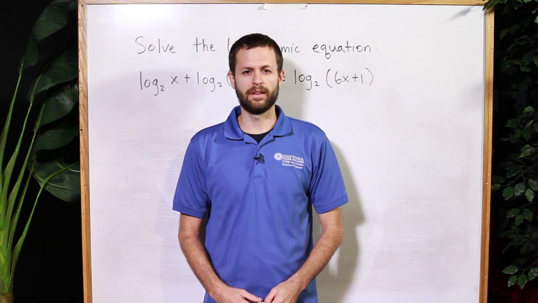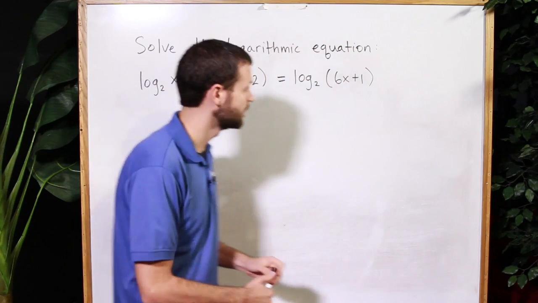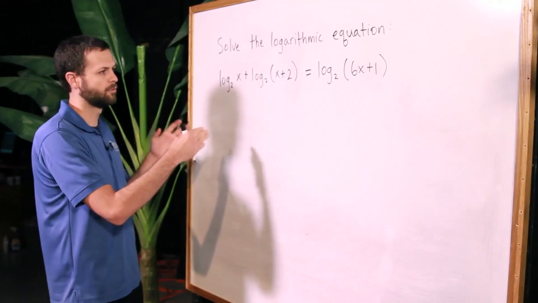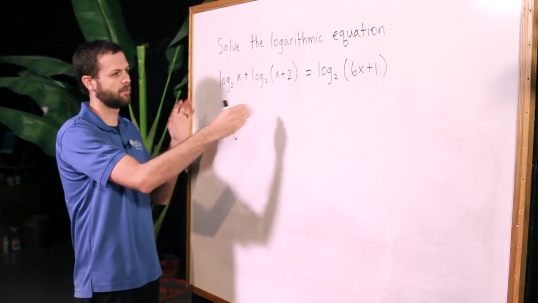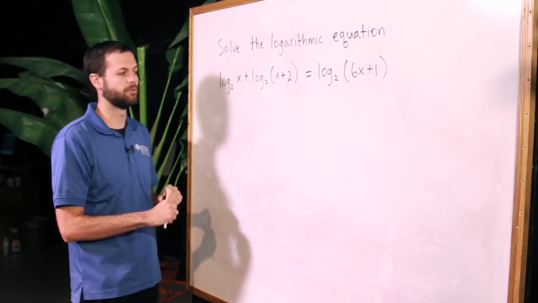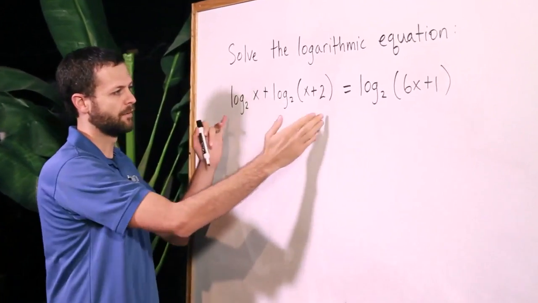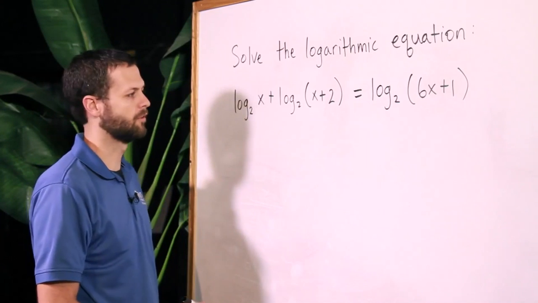In this example, we would like to solve an equation involving multiple logarithms. First, what we want to do is remember how the rules of logarithms work. The first rule in solving this equation that we want to use is the product rule for logarithms. Since all of these logarithms have the same base, on the left-hand side, I can combine these two expressions using the product rule for logarithms.